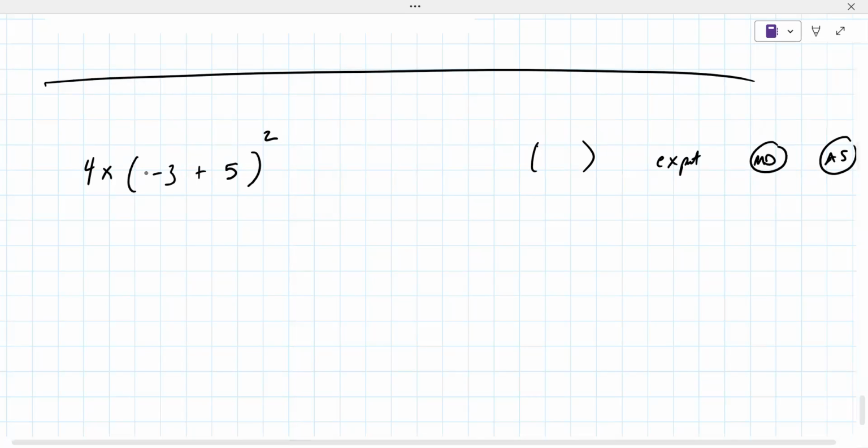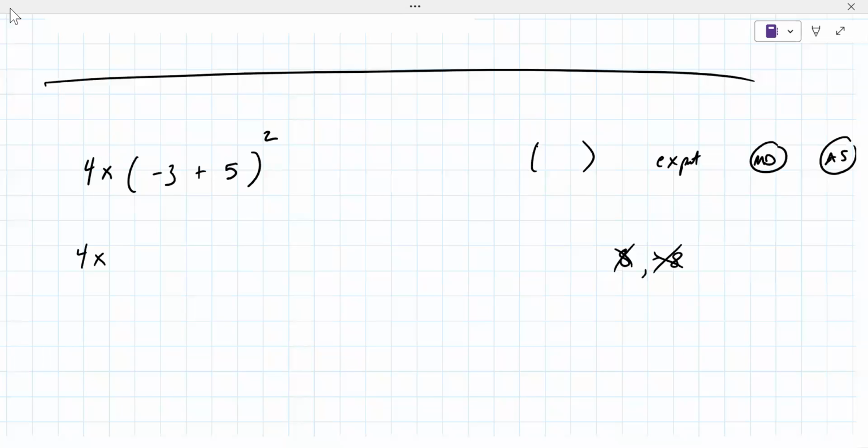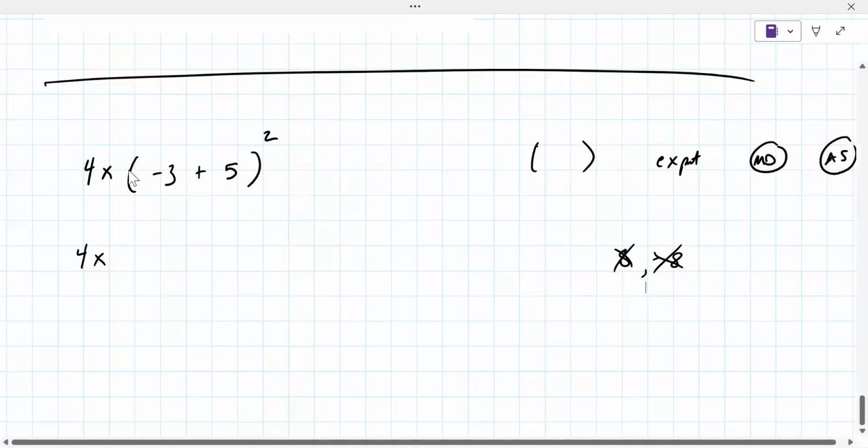You do what's in the parentheses first. So what is minus 3 plus 5? 8. Try again. Minus 8. Try again. Just 8. It's not 8 or minus 8, unfortunately. You've got one positive and one negative. Oh, okay. It's 2. It is 2.